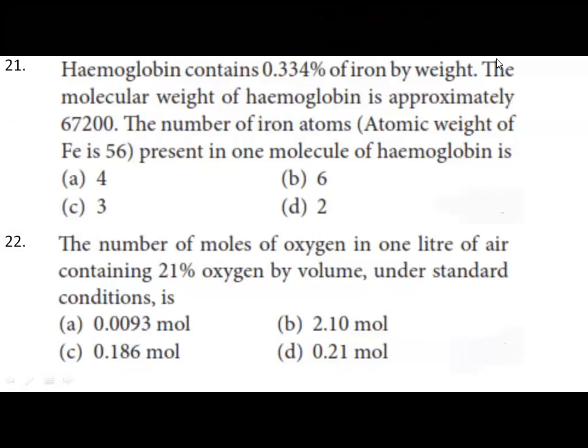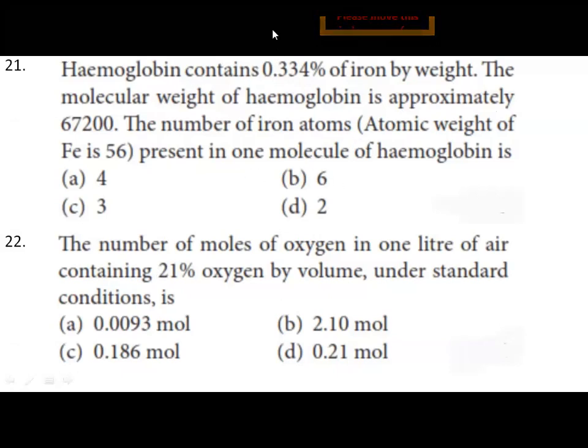So we have discussed around 20 questions. So here we have the next set of questions. The 21st question is: hemoglobin contains 0.334% of iron by weight. The molecular weight of hemoglobin is approximately 67,200. The number of iron atoms, atomic weight of iron is given as 56, present in one molecule of hemoglobin is.